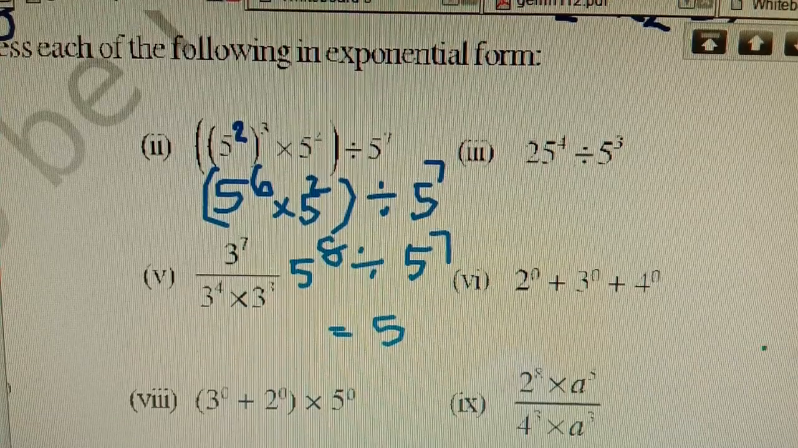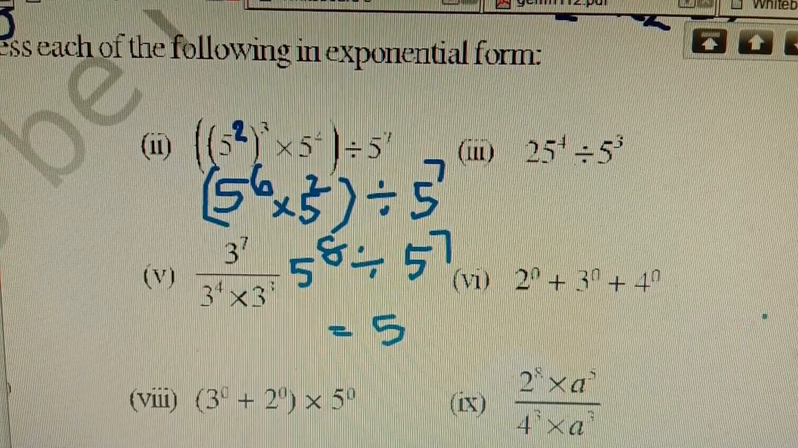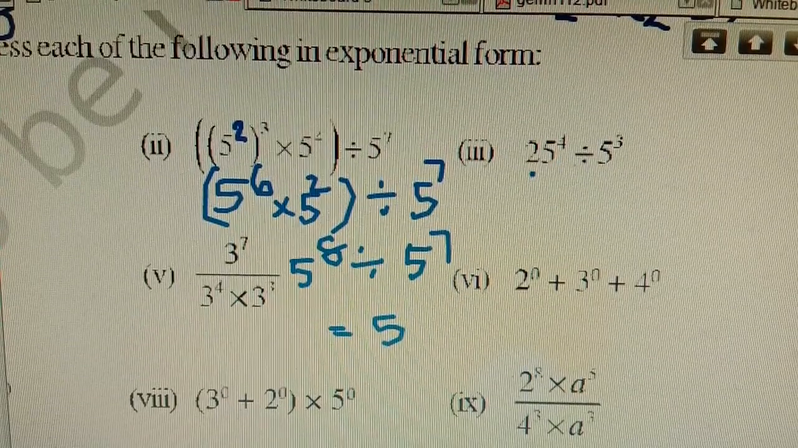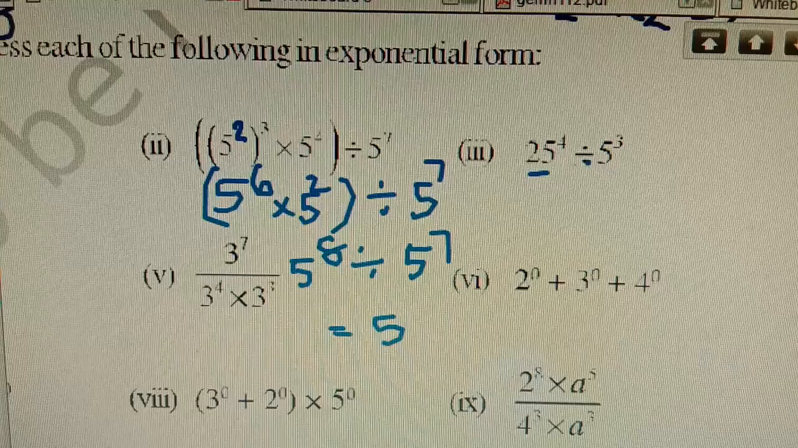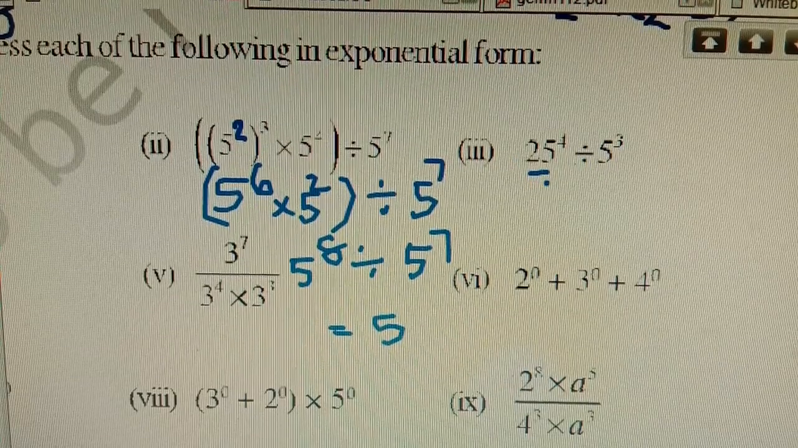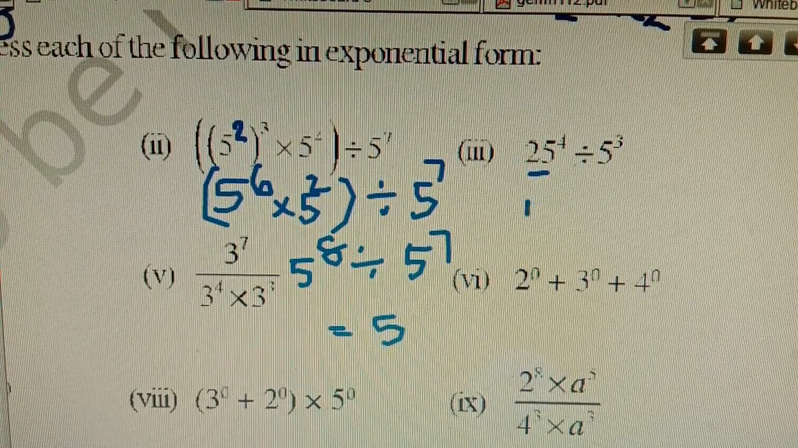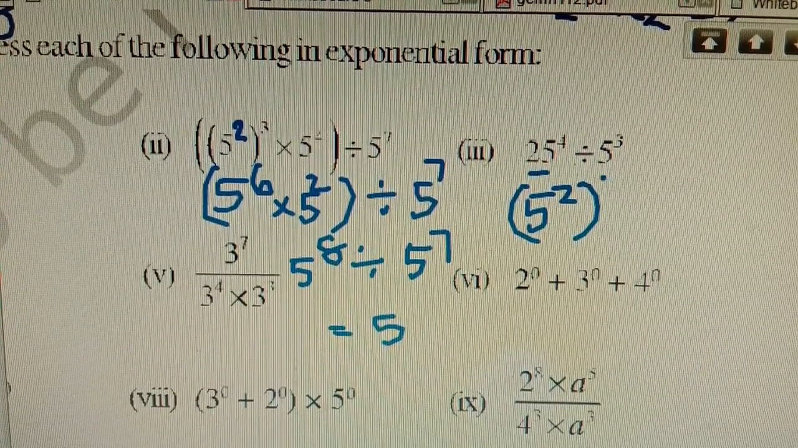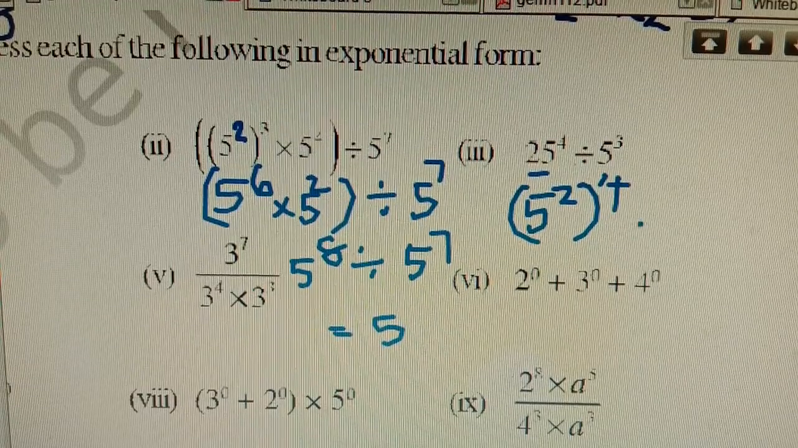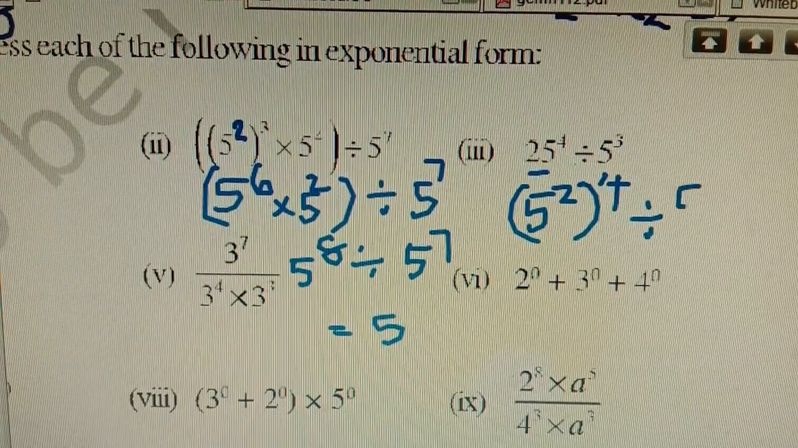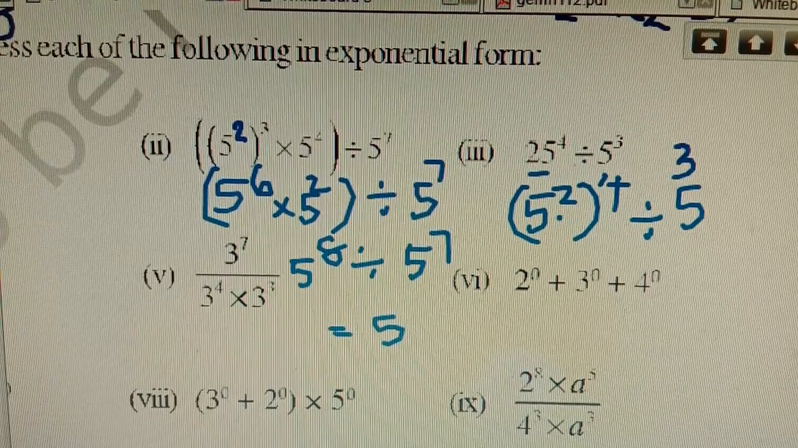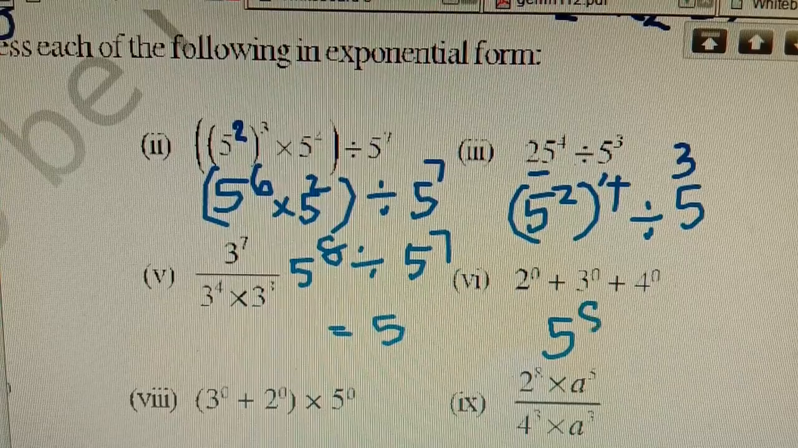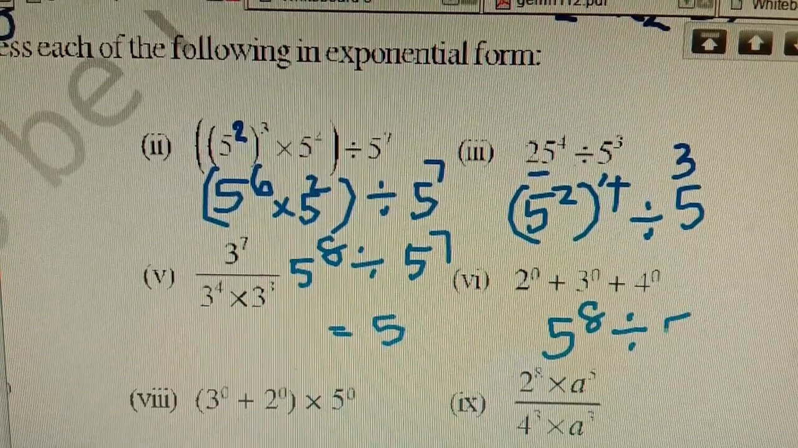Here, 25 to the power of 4, divided by 5 to the power of 3. This 25 we can write in exponential form. So 25 is 5 square. 25 എന്ന് പറഞ്ഞാൽ 5 square. Then, 25 to the power 4 ഉള്ളതുകൊണ്ട്, 5 square whole to the power 4 divided by 5 to the power of 3. Then 5 to the power of 2 whole to the power of 4 എന്ന് പറയുമ്പോൾ 5 to the power of 8. Then 5 to the power of 8 divided by 5 to the power of 3.